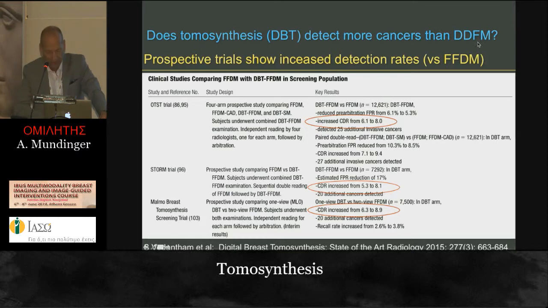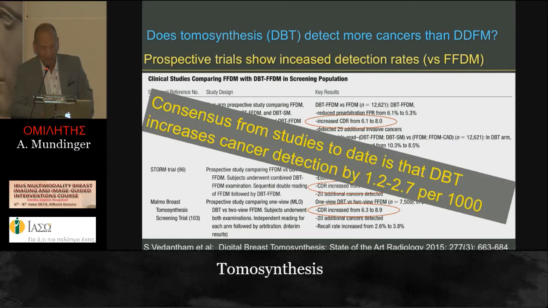FFDM is correct, and I don't go into the details of this OTST study, STORM, or the Malmö breast study, but you see that there is an increase of the incremental detection rate, the detection rate that comes in addition to the digital mammography. It's better. That's the very clear consensus from all these studies on DBT, and the increased cancer detection rate is 1.2 to 2.7 per thousand in these studies.